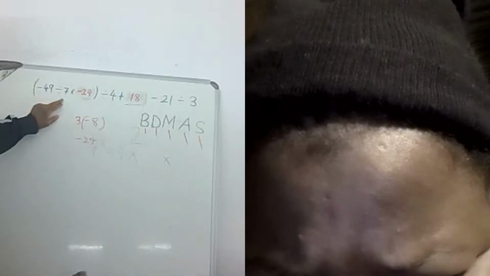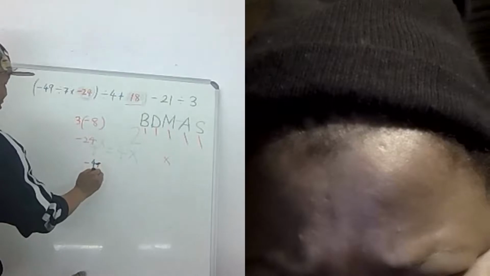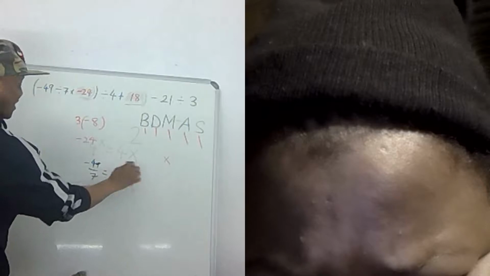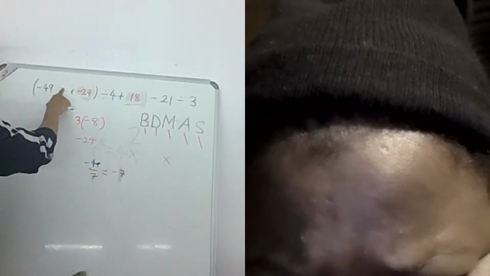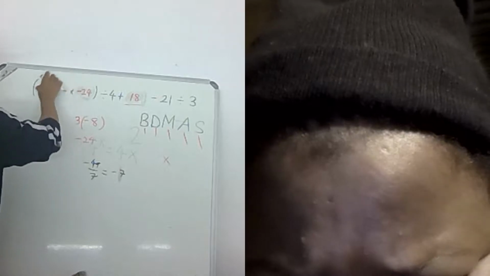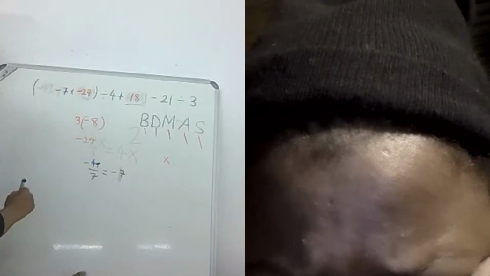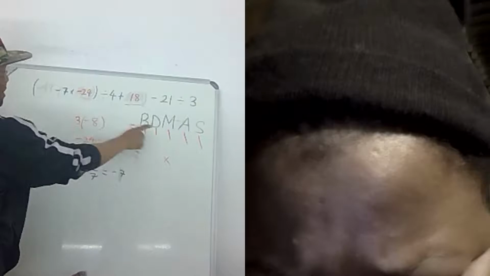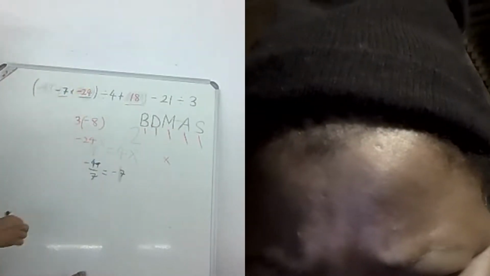Oh yes. Negative 49 divided by 7. If you put it in the calculator, this is going to give you negative 7. So I want to remove all these and put negative 7. Now it's only division and multiplication. What is the multiplication? Negative 7 times negative 24.